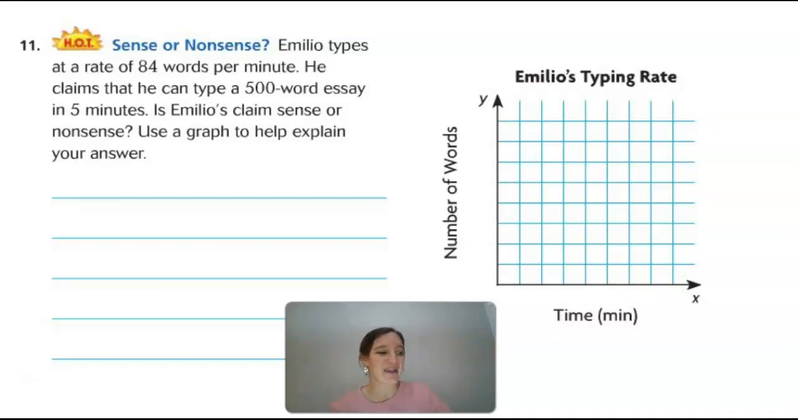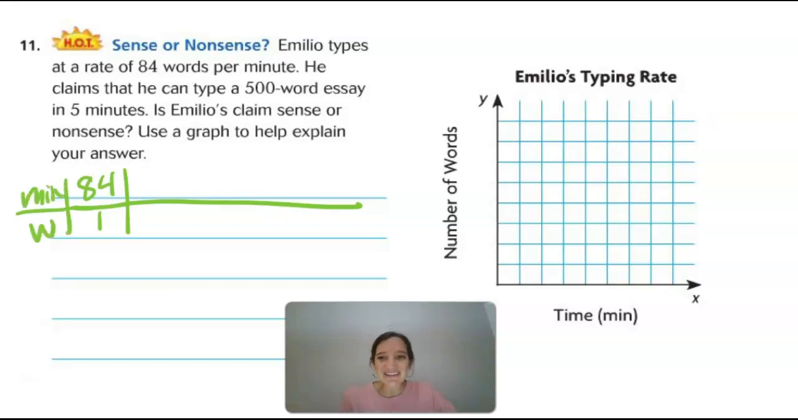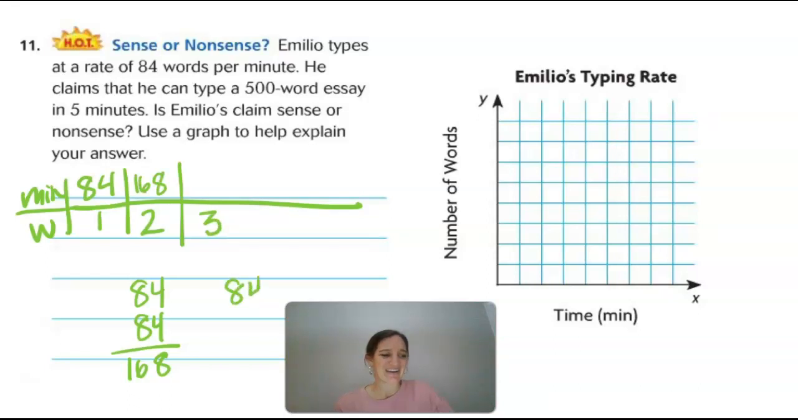So if he can go 84 words in 1 minute, that's words per minute. Can he do 500 words in 5 minutes? Well, I know that in 2 minutes, he could do 168. Ooh, I'm thinking probably not, right? Add another 84 for the next minute. Yeah, I don't think he's going to make it. That'll be 252.